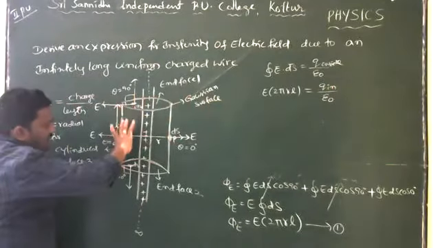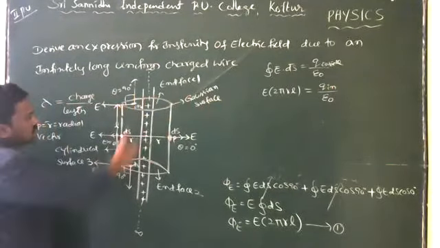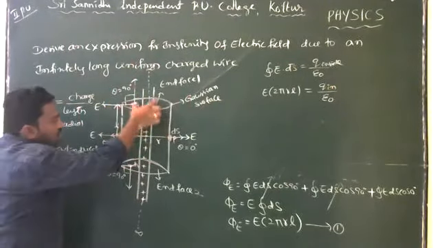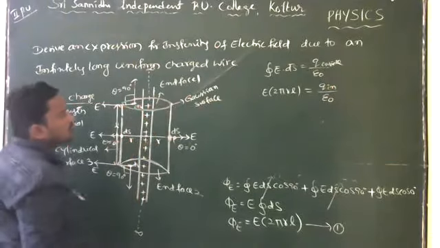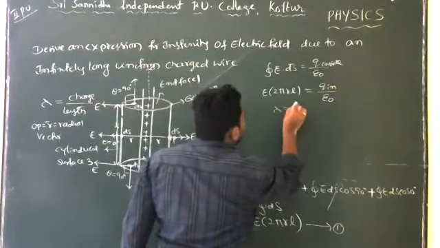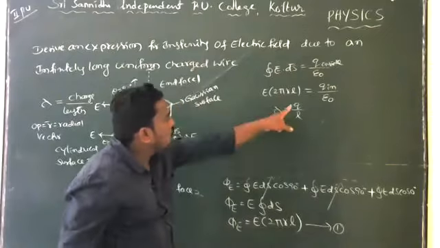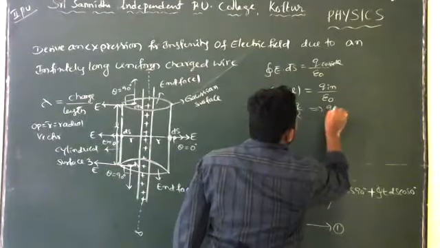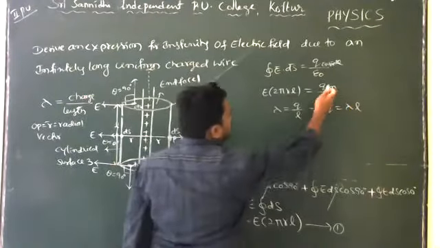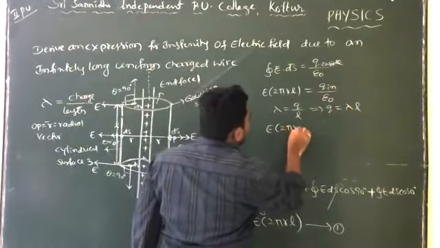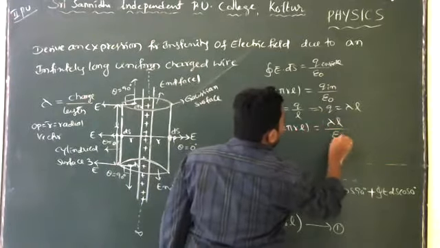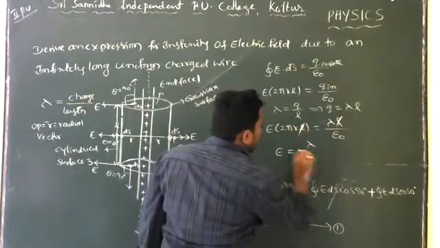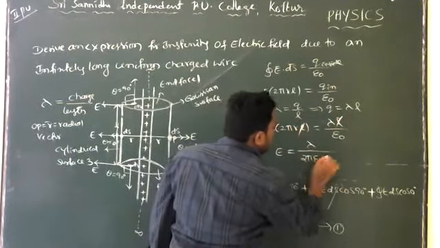Here L is the length of the cylindrical Gaussian surface, though the wire is infinitely long straight. Inside the Gaussian surface the charge is Q. What is the formula for lambda? Lambda is equal to charge divided by length, the charge per unit length, called the linear charge density. So Q is equal to lambda into L. Substituting, E into 2 pi r into L is equal to lambda L divided by epsilon naught. On both sides L cancels. Therefore E is equal to lambda divided by 2 pi epsilon naught into R.